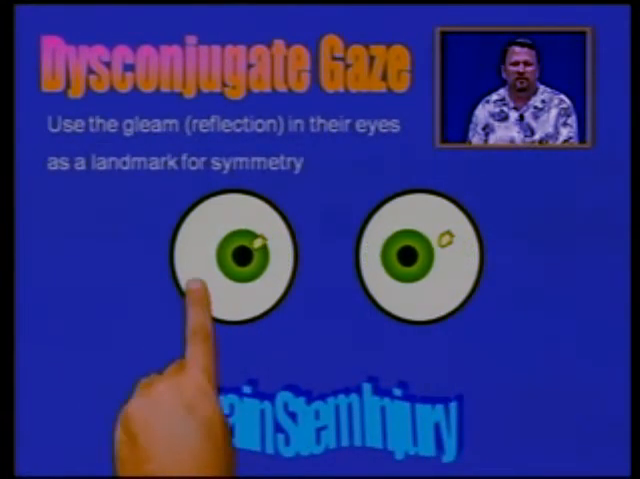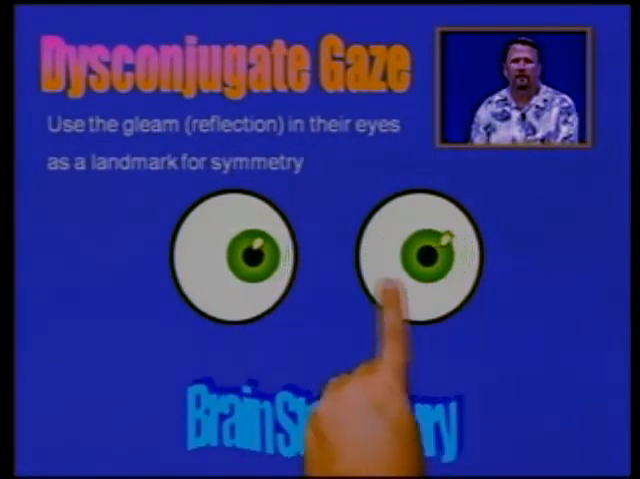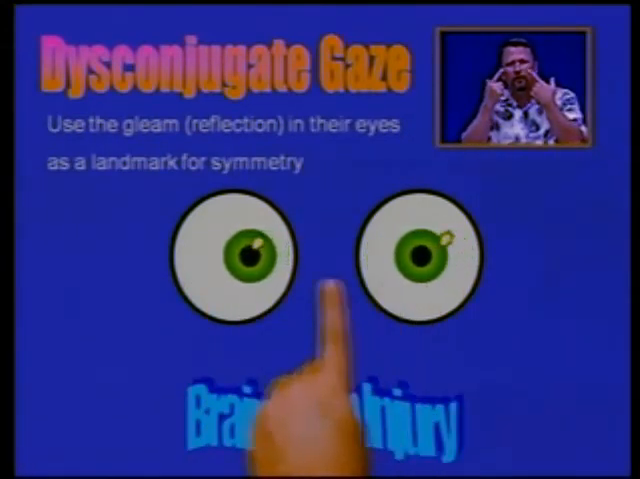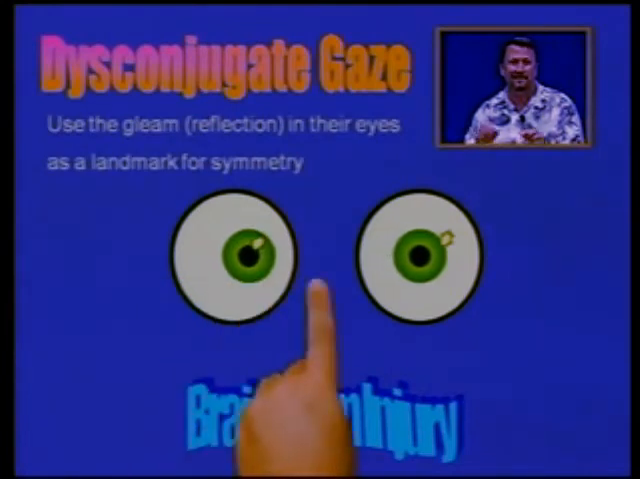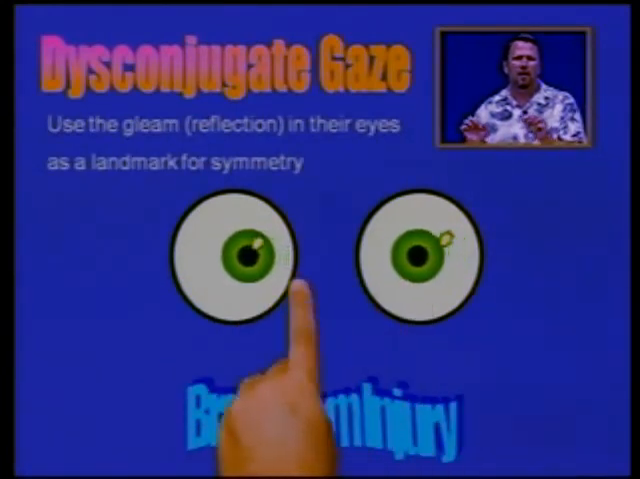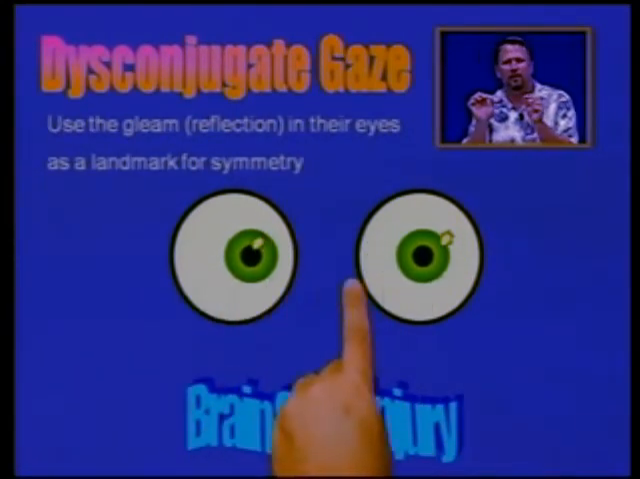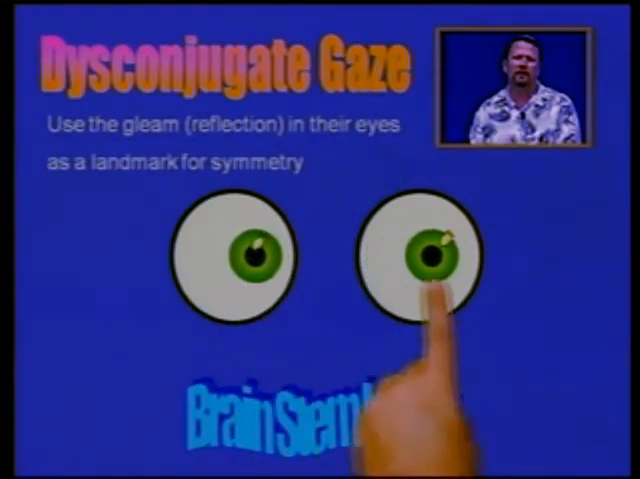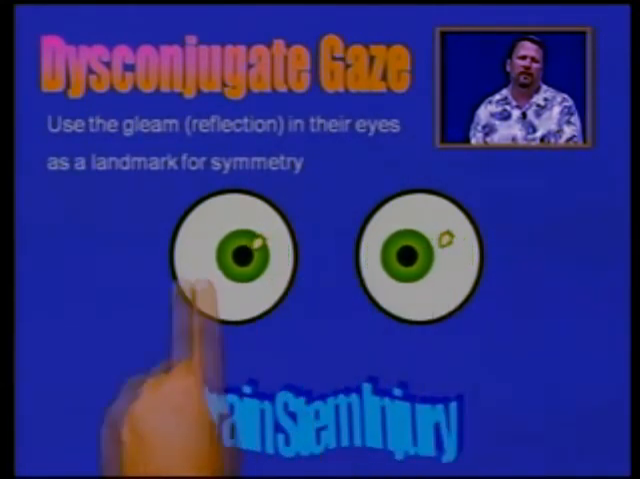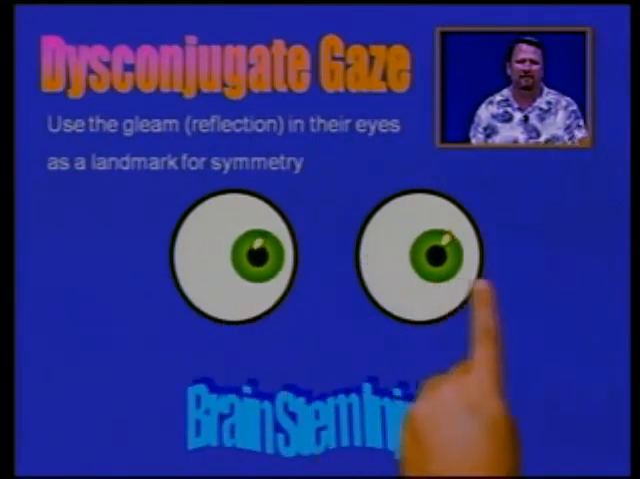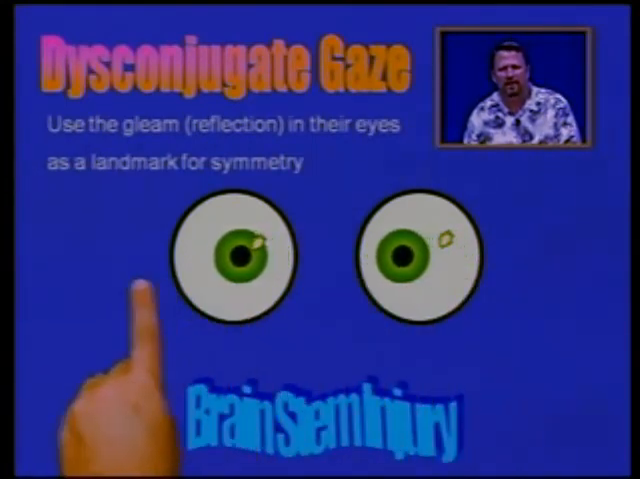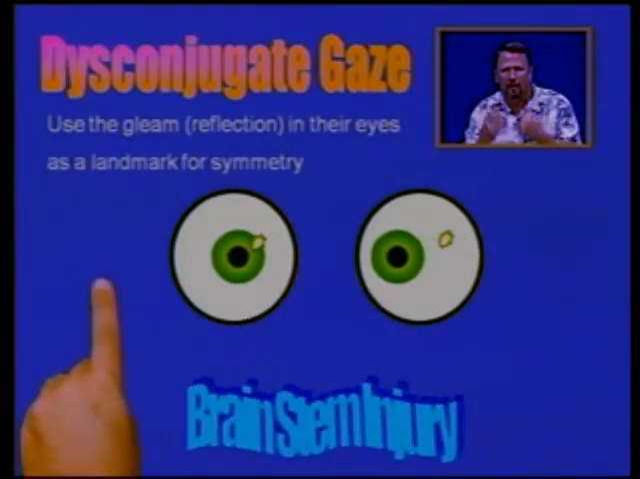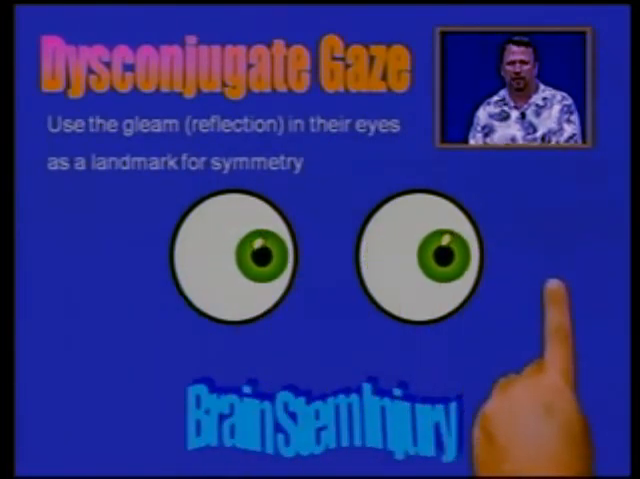Something I do, something many people do, is if you look carefully at someone else or in the mirror, you can use the reflection off of their eyes as a landmark to make sure that the pupils move around that gleam in their eyes symmetrically. And here you can tell that the eye on the left does not move symmetrically with the eye on the right, and that makes it more obvious when we're looking at the gleam.